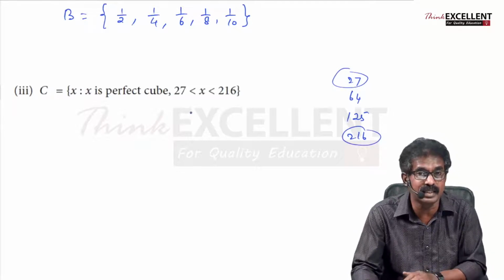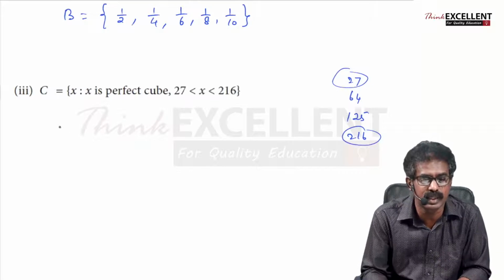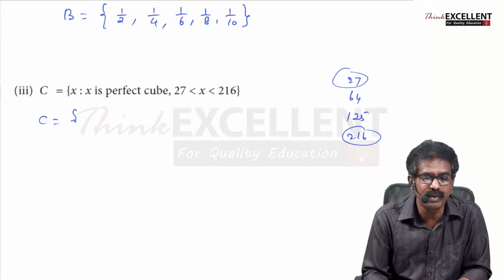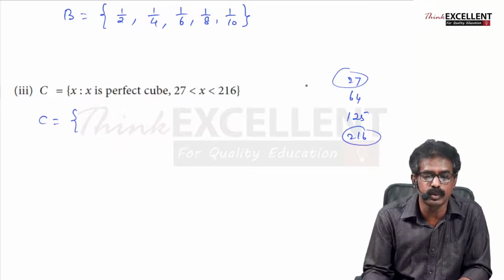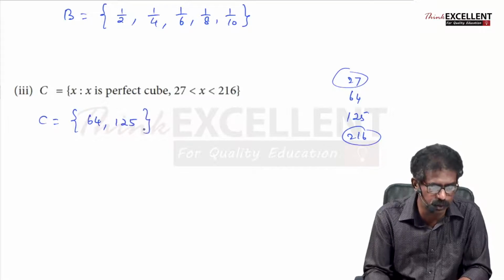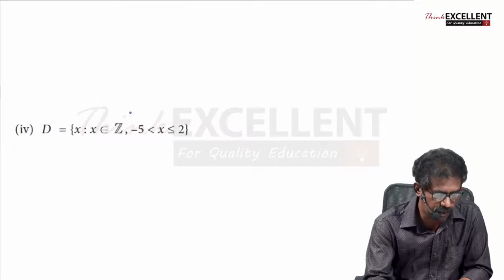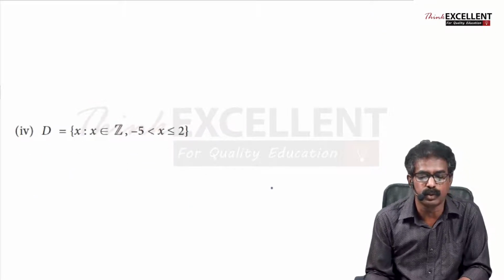Because it is less than, it is not less than or equal to. If it is less than or equal to, you can include that. Okay, so here C equal to perfect cubes between 27 and 216. So you cannot take 27 and 216. The other perfect cubes are 64 and 125. So only these two are your answer. See the next question, question number D, fourth one.